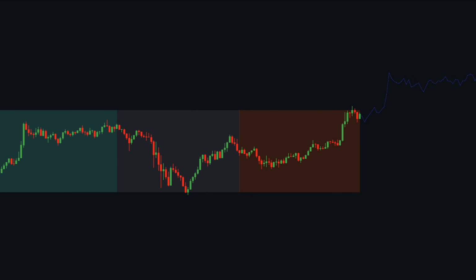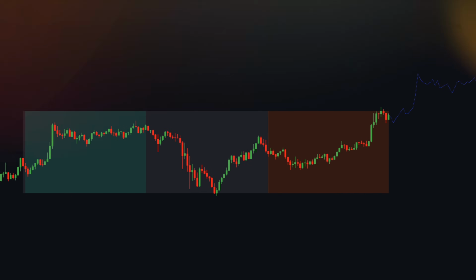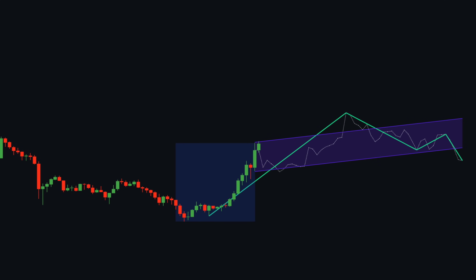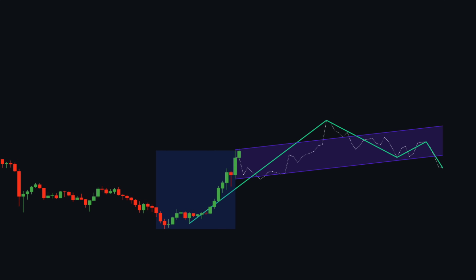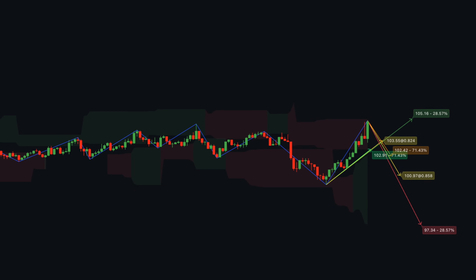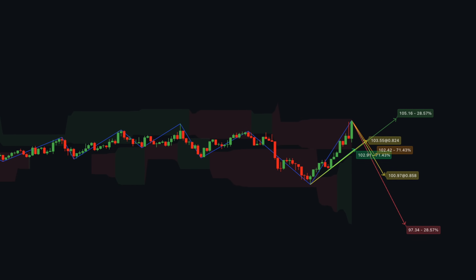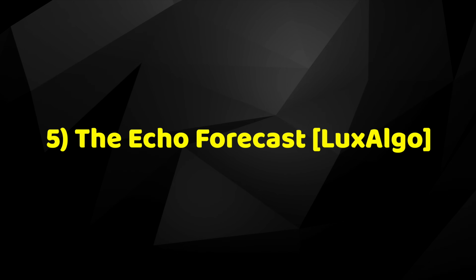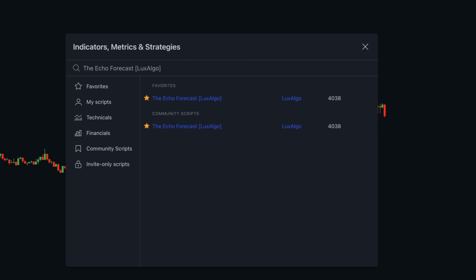Stay tuned as I explore each indicator, breaking down how they work, why they're so effective, and how you can leverage them to achieve consistent profits. Your journey to becoming a more educated and proactive trader starts right now. Let's begin with the 5th place indicator, the Echo Forecast by Lux Algo.